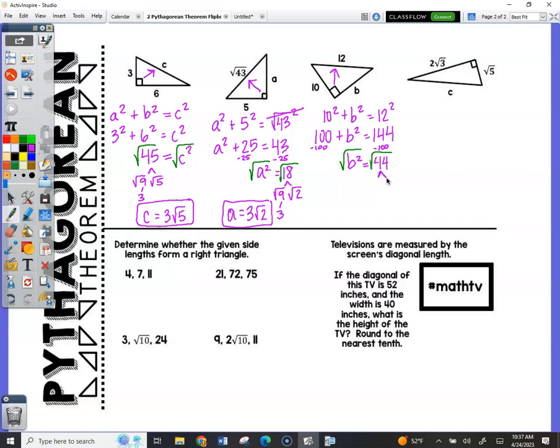What number from your list of perfect squares goes into 44? 4 goes. How many times? 11 times. So we're going to break this into square root 4 and square root 11. And what is the square root of 4, y'all? So b is 2 square root 11.